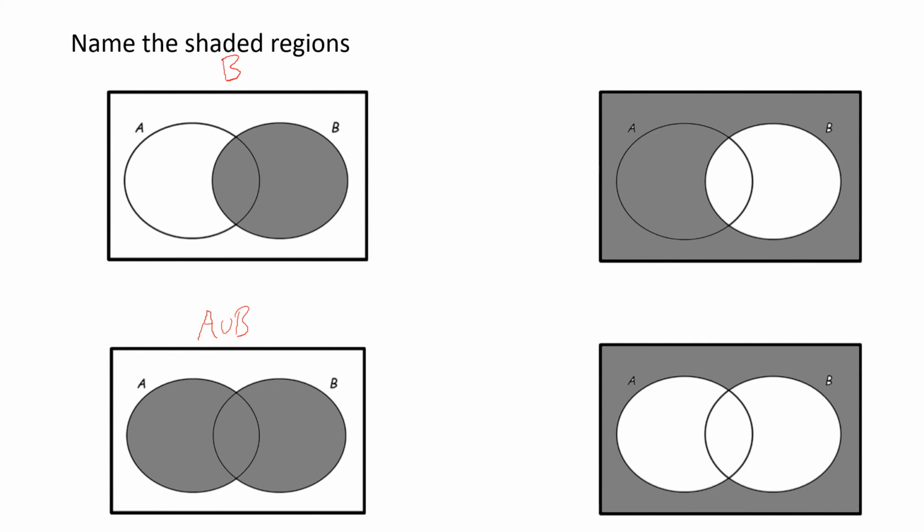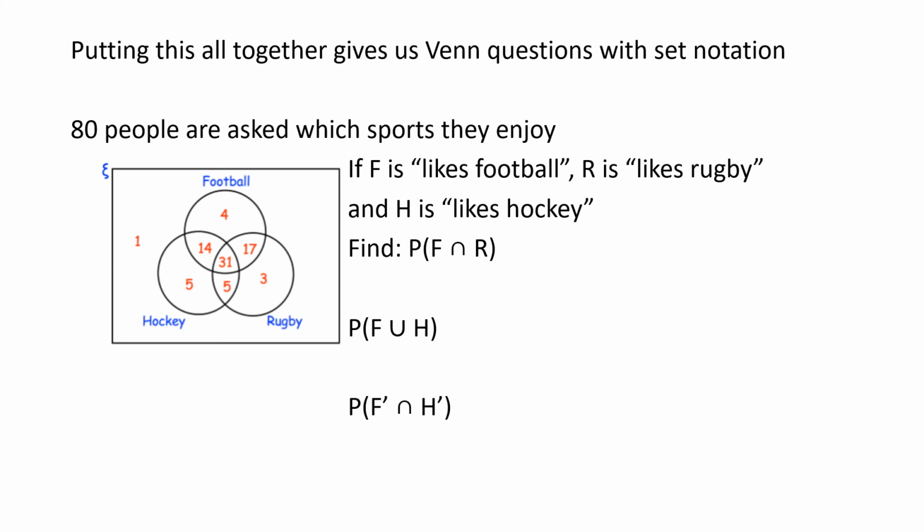Third one here, that's everything that's outside the B circle. So that is just B complement. And then there's loads of ways of writing this fourth one, but I generally prefer this is the complement of A intersects the complement of B. I think another way you could have it on one of the previous pages we had was A union B complement. So let's put this all together.